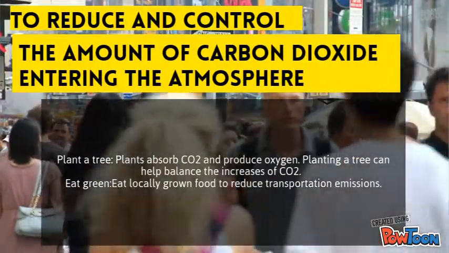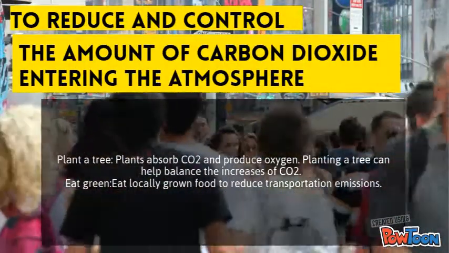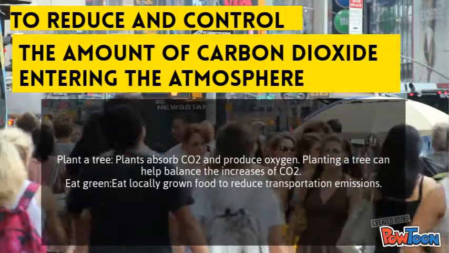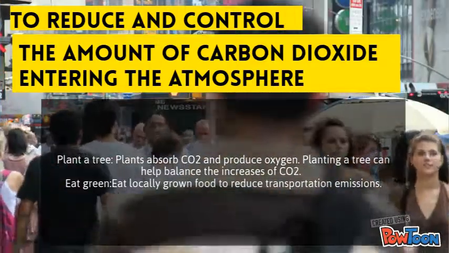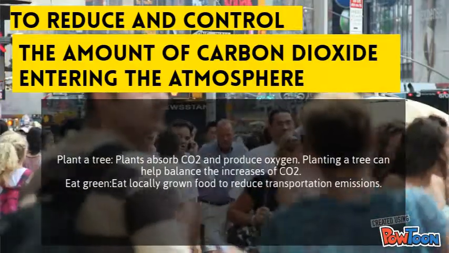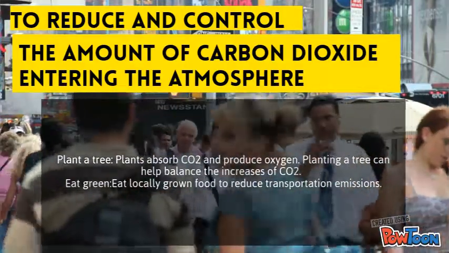Plant a tree. Plants absorb carbon dioxide gas and produce oxygen. Planting a tree can help balance increases of carbon dioxide gas into the atmosphere. Eat green. Eat locally grown food to reduce transportation emissions.